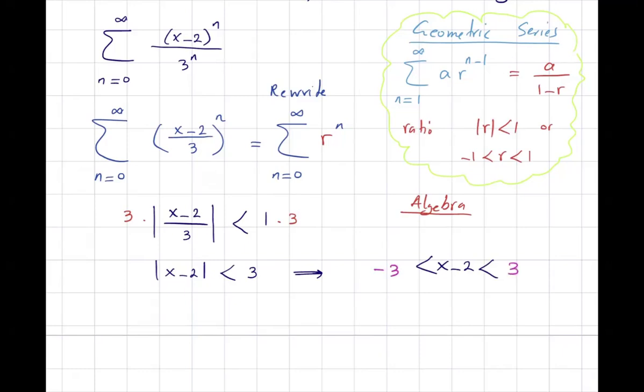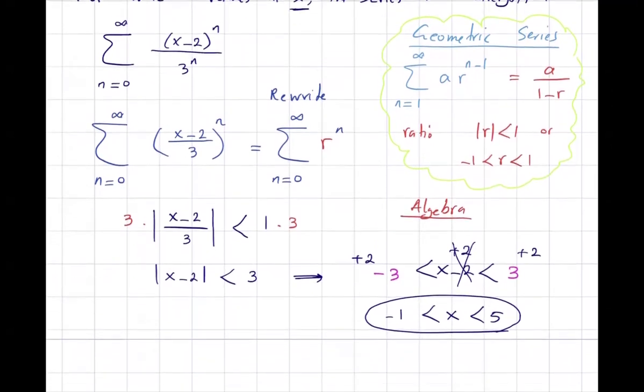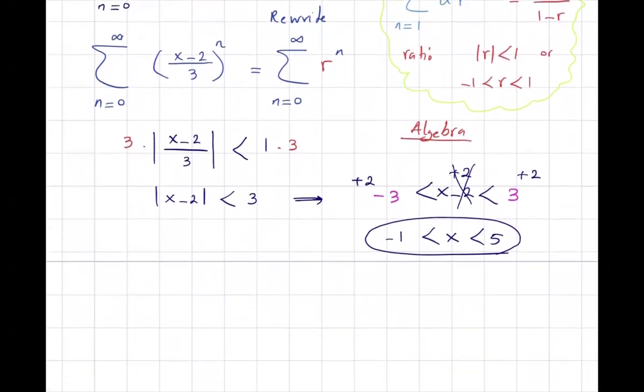We're going to add 2 to both sides and also to the middle quantity. We have to balance this. Your x is bounded between -1 and 5. So what's the meaning of that? Remember the question. Question says, for which values of x is the series convergent? My x is bounded between -1 and 5. So you're going to write it down like this.